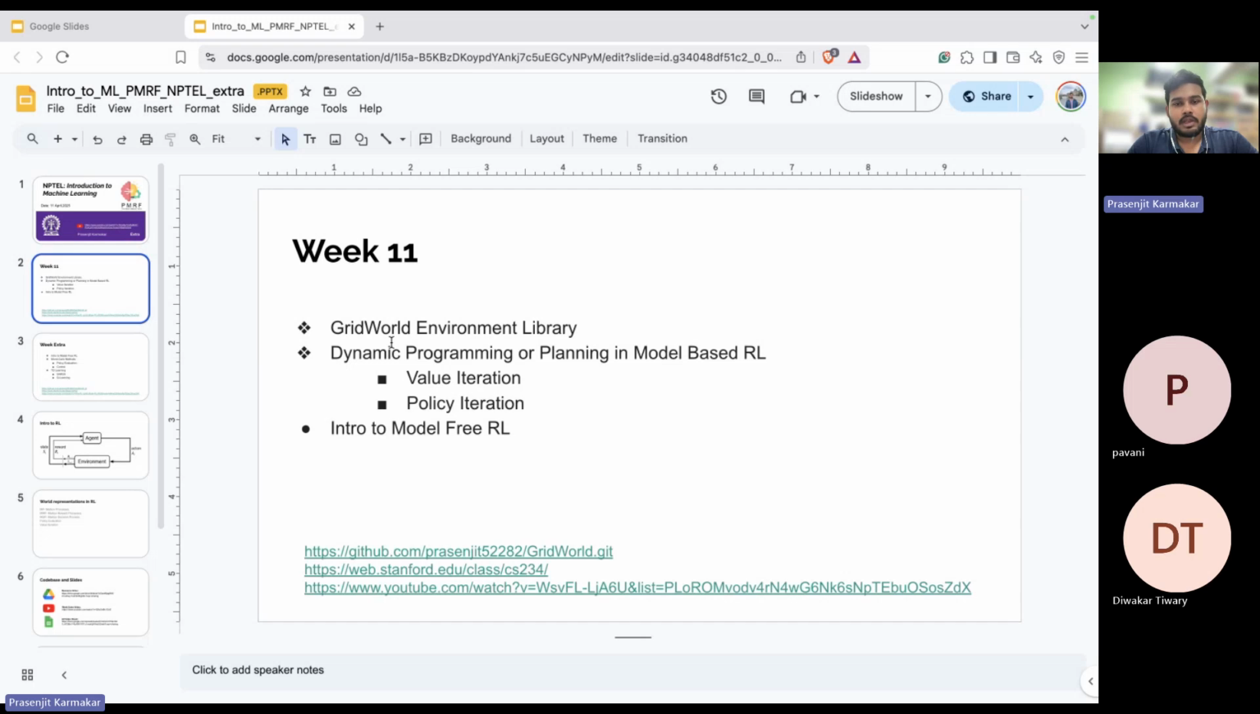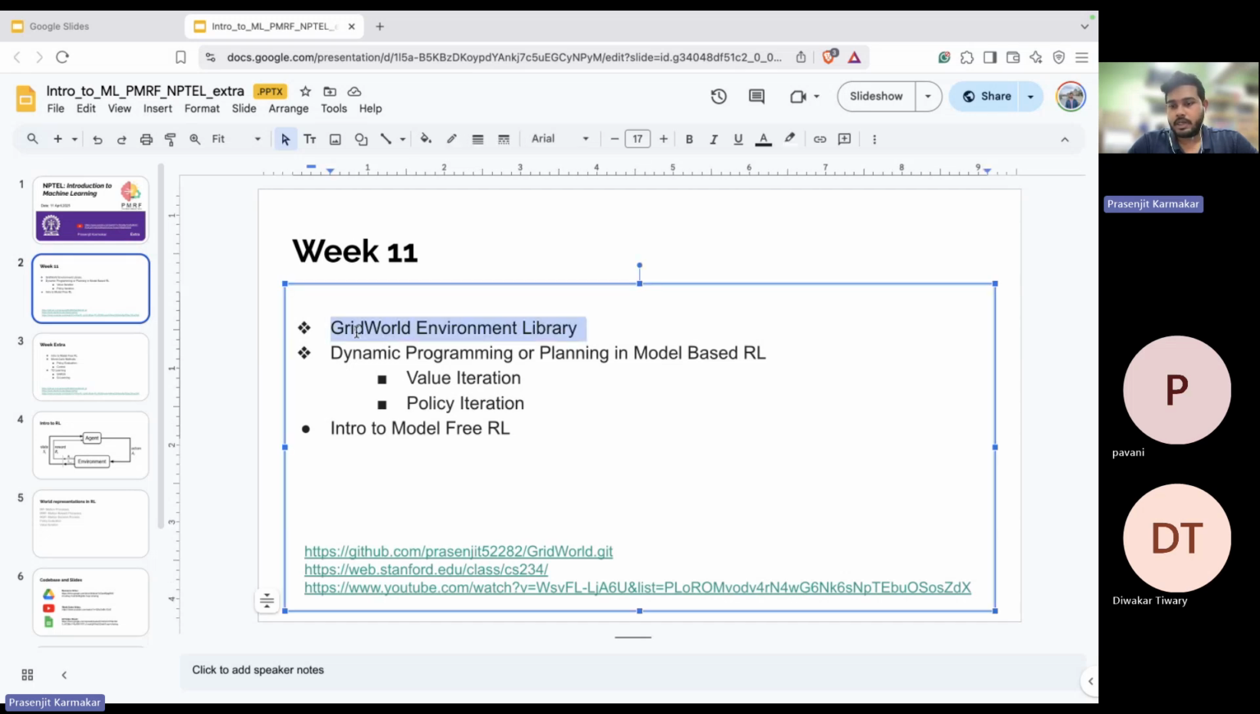So in week 11, we revisited the Gridworld library that we had, and then we also did two dynamic programming algorithms. One is value iteration and the other is policy iteration, right? If you missed it, you can just go watch week 11's recording on YouTube. It's mostly for when you know the system dynamics, right? If you know the P(s'|s,a) and R(s,a) matrices, and you know the policy.